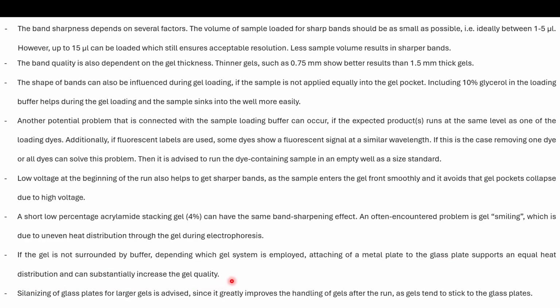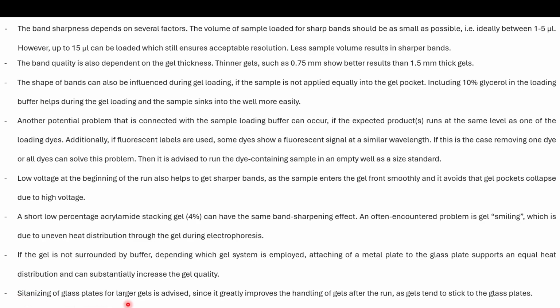We should also keep a check on the level of the buffer. Many times buffer can leak out, and the two sides of the gel should be in contact with buffer. The buffer should always be in contact with both the electrodes, so that the movement of electrolytes, the movement of ions, takes place.